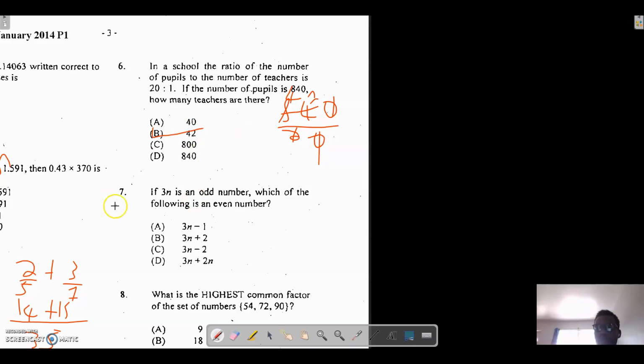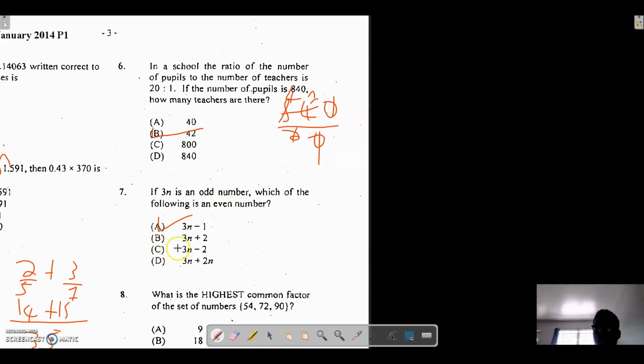All right, question 7. If 3n is an odd number, which of the following is an even number? Now we know that with all odd numbers, the even number is 1 position away. So we don't even need to go any further. The answer has to be A. Take, for instance, 3n is 9. To get an even number, I can either add 1 to 9, which gives me 10, or I subtract 1 from 9, which gives me 8. So whether I add or subtract 1, I'm going to end up at an even number once we have an odd number. So my answer to 7 would be A.